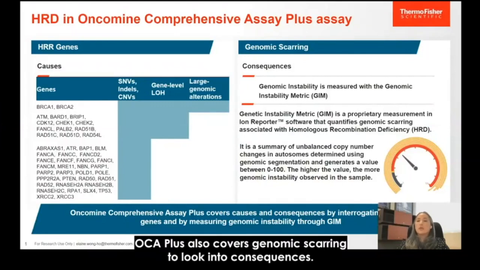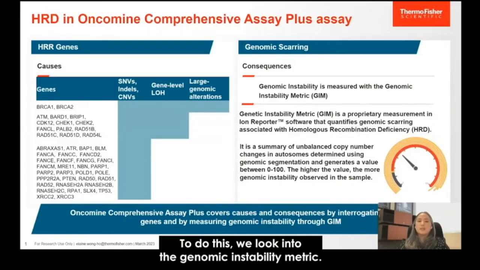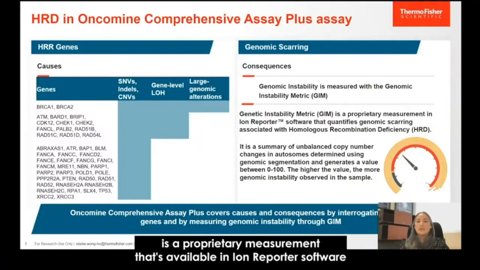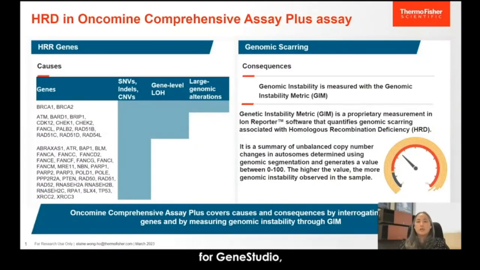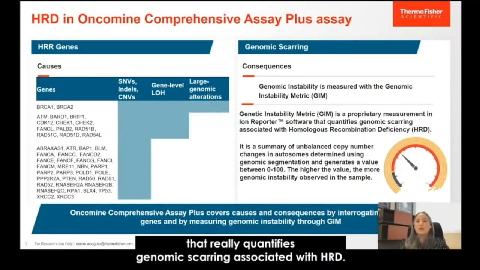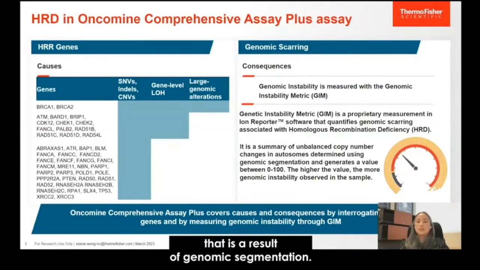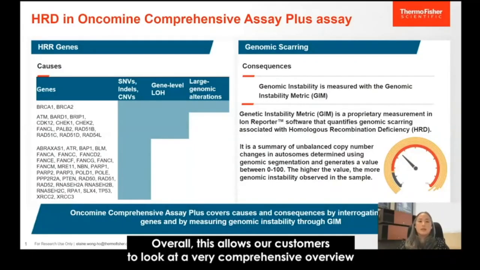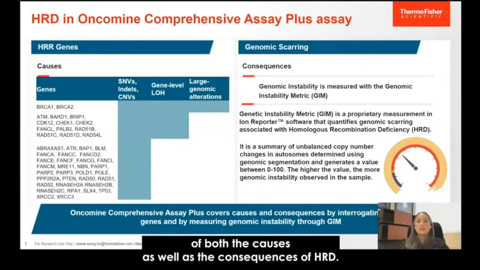Outside of the causes of HRD, OCA Plus also covers genomic scarring to look into consequences. And to do this, we look into the genomic instability metric. Our genomic instability metric, or GIM, is a proprietary measurement that's available in iReporter software for GeneStudio and available in the Genexus software within Genexus that really quantifies genomic scarring associated with HRD. The GIM is a summary of unbalanced copy number changes that is a result of genomic segmentation. And the higher the value, the more genomically unstable the sample is. And overall, this allows customers to look at a very comprehensive overview of both the causes as well as the consequences of HRD.